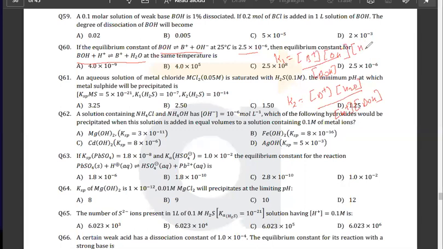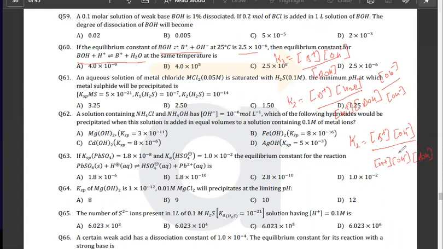Multiply and divide by concentration of OH minus. And H2O, leave it, because H2O is pure water, so it will be 1. So see this, K2 is equal to concentration of B plus into concentration of OH minus divided by concentration of H plus into concentration of OH minus into concentration of BOH.